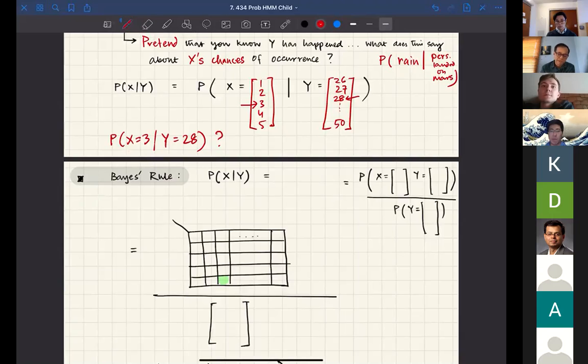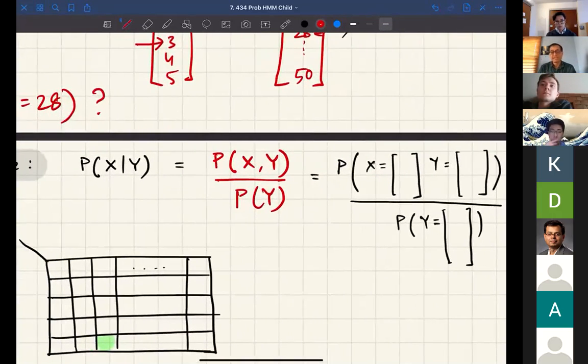Okay. So what does Bayes' rule say? Bayes says P of X given Y is nothing but P of X comma Y, means X and Y, divided by P of Y. Fine. You've taken me from X given Y to X and Y, and you've divided that by P of Y. So what is P of X, Y? P of X, Y means what is the probability that X and Y both have happened.